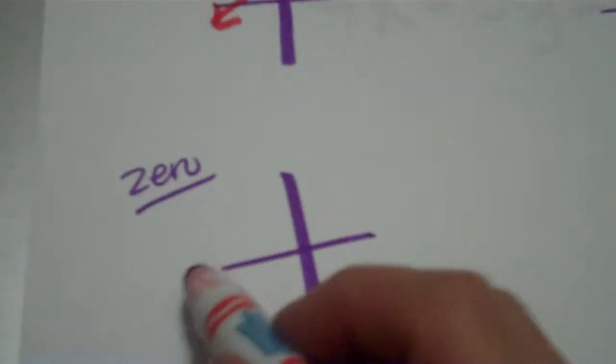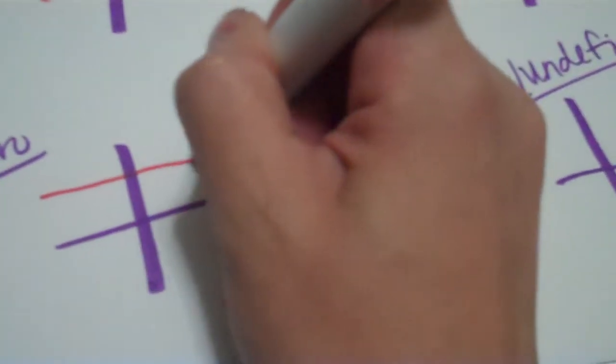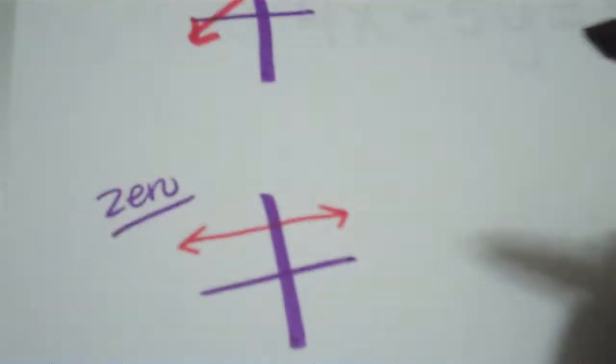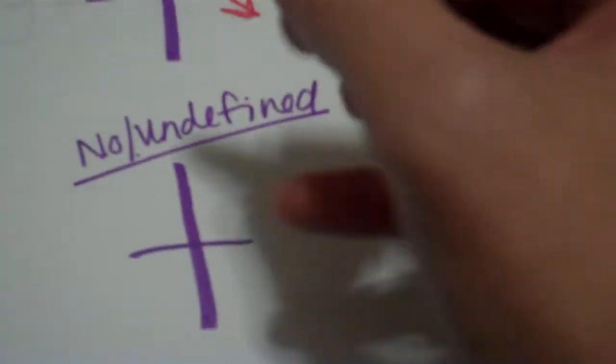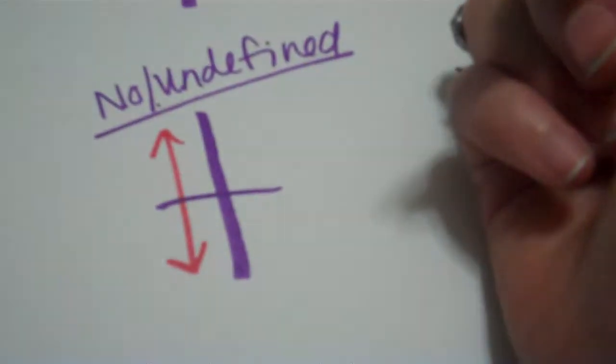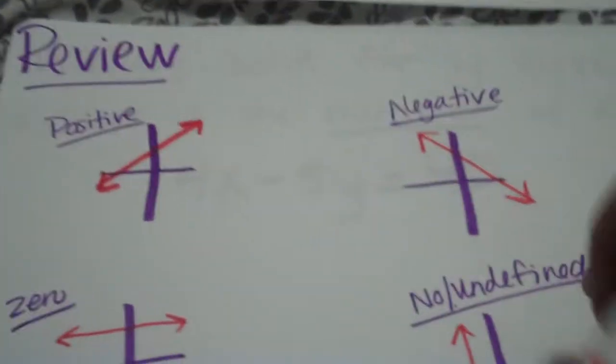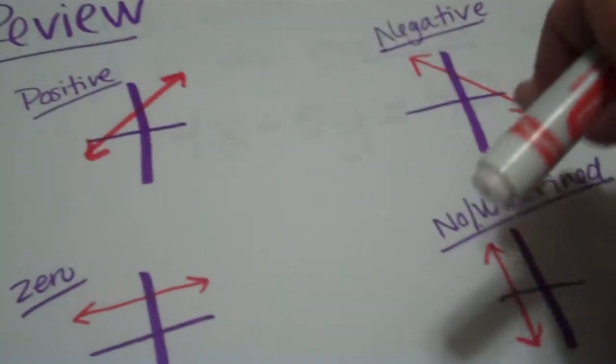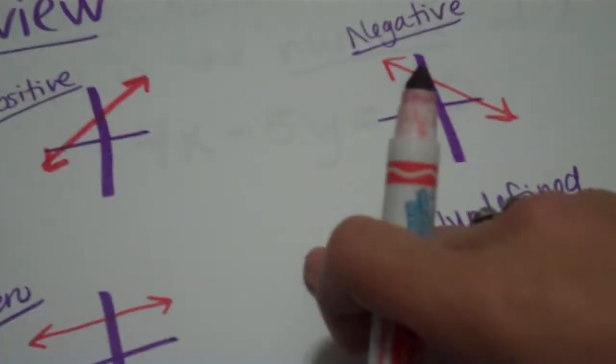Okay? Zero slope is straight across. Doesn't matter where it is, it's just a straight across line. And no slope or undefined slope is straight up and down. So this should all be kind of familiar. Okay? 4 different types of slope. And we'll really get into graphs later, but today we're going to be dealing mainly with equations.